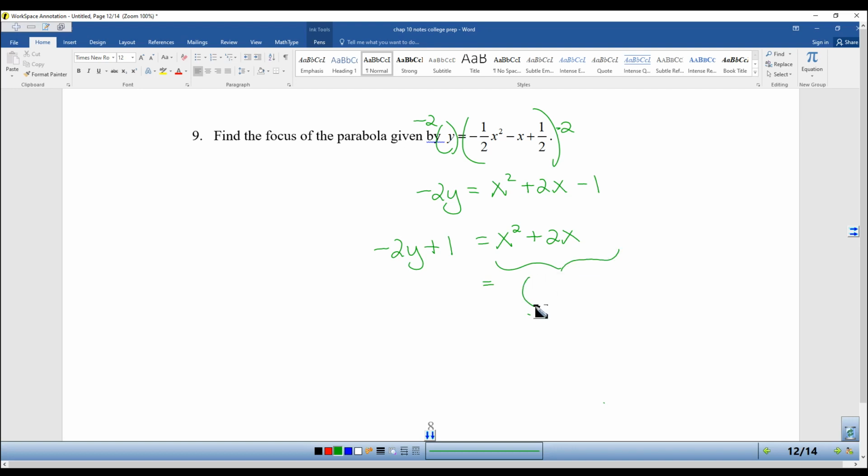So again, how do we do it? You always take this number and cut it in half, and then the number you just got, you square it and put it right here to complete your square. x squared plus 2x plus 1 is x plus 1 squared. But since I added a 1 to this side, I do need to add a 1 to this side to keep it the same.